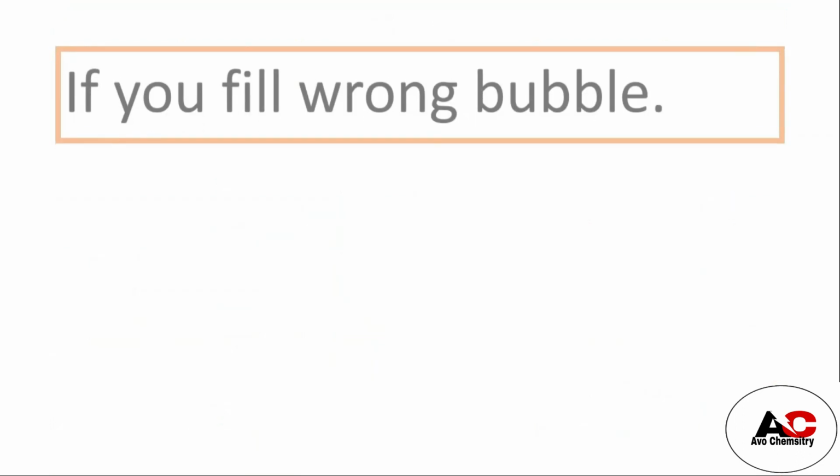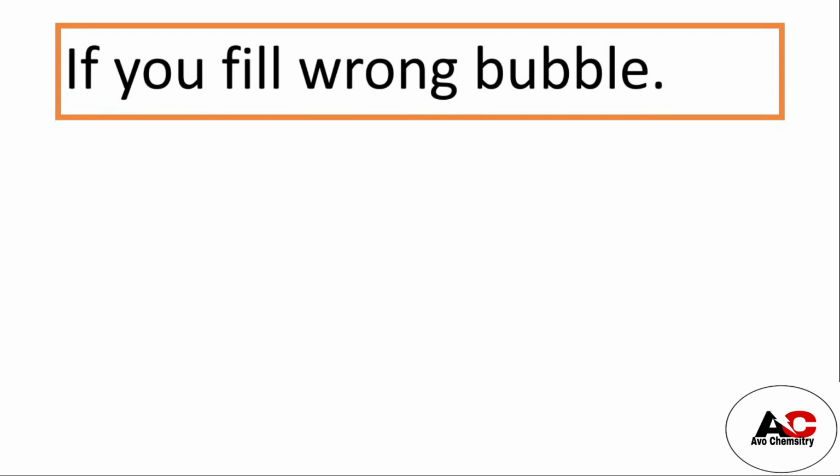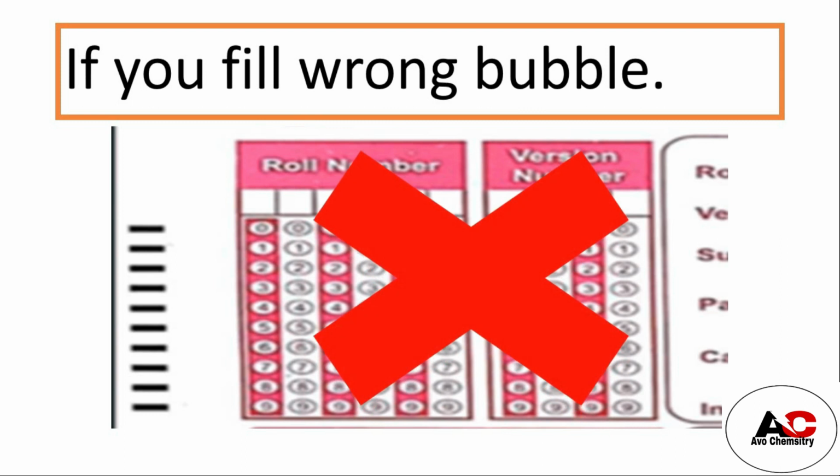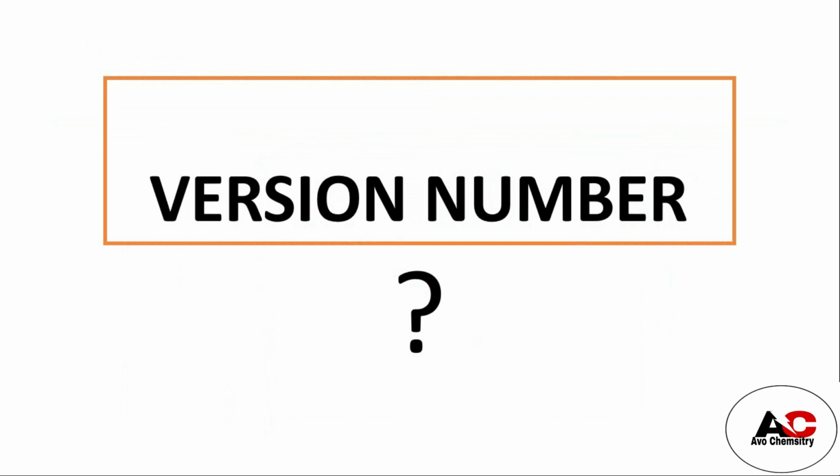Now, if you fill a wrong bubble, yes students, what would happen? Will a second OMR sheet be given to you? If you fill a wrong bubble in the roll number column, a second OMR sheet will not be given to you. Your OMR sheet will be rejected and a second OMR sheet will not be given to you. So students, try to fill these boxes and bubbles very carefully, right?